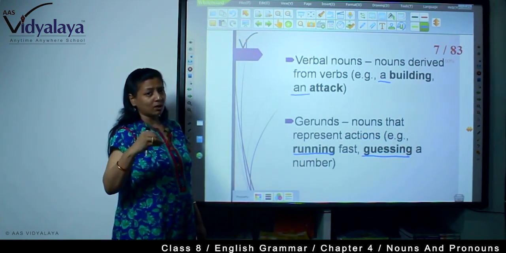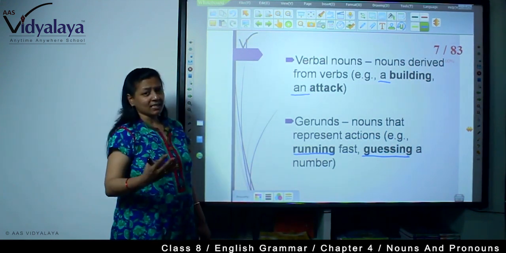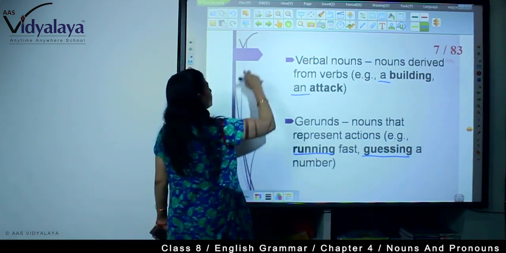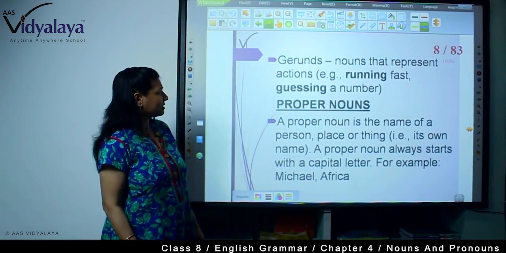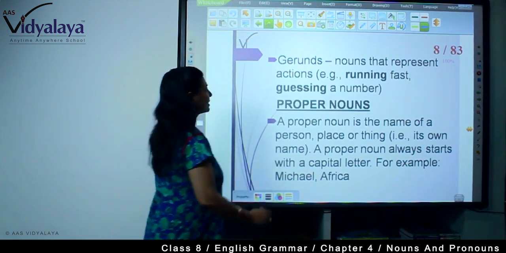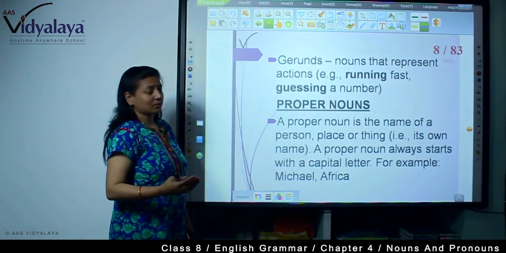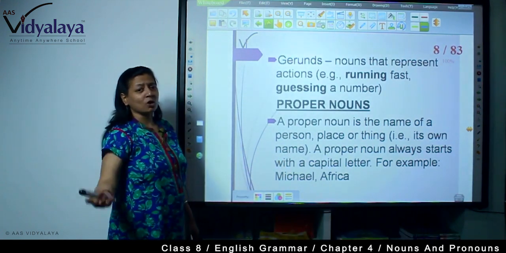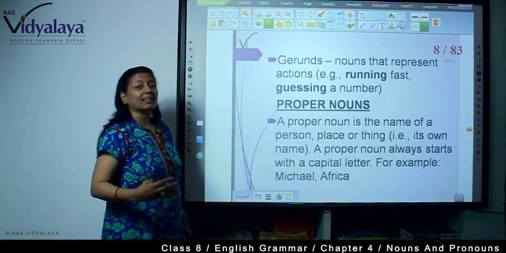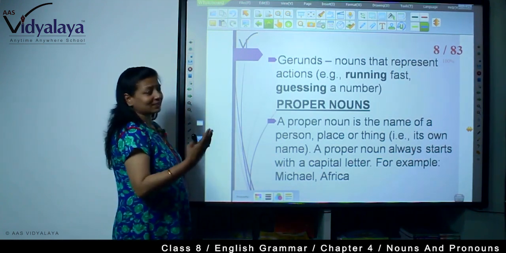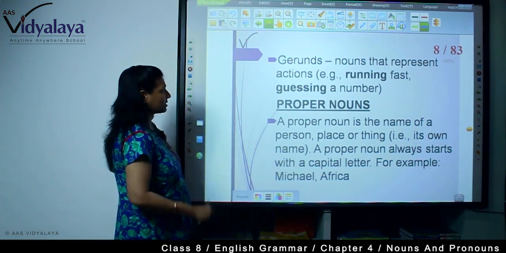So under the common noun, you have seen so many different types of nouns. Now next comes proper noun. Now gerunds, one more example. Nouns that represent actions, as you see, running fast, guessing a number. You can write, swimming is a good exercise. Okay? Running fast is his hobby. Then guessing a number is his talent. He can guess a particular number. So these are the things where we are using a verb with ing as a noun, and that is gerunds.